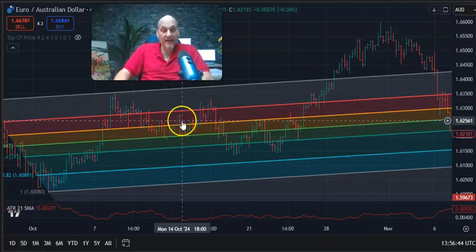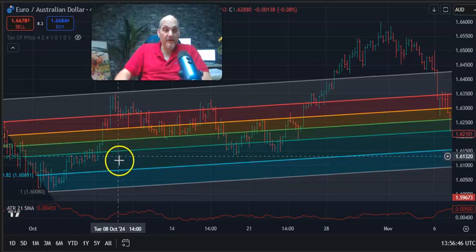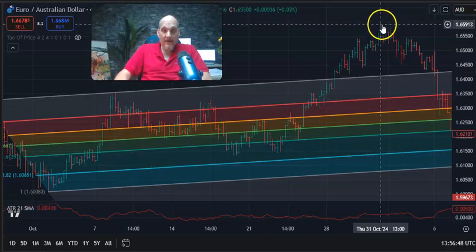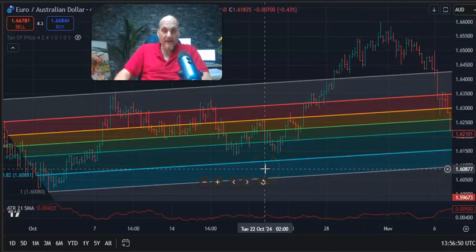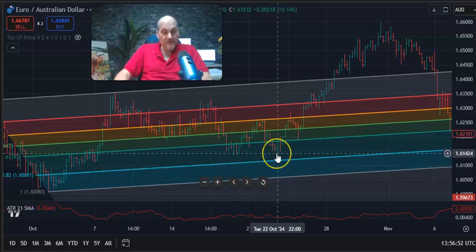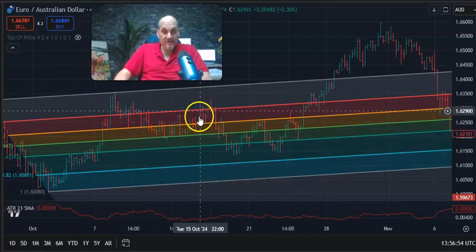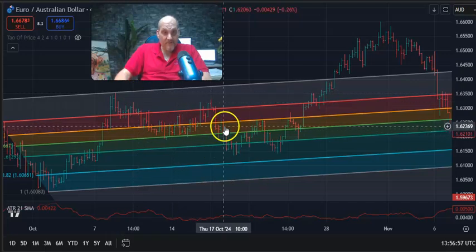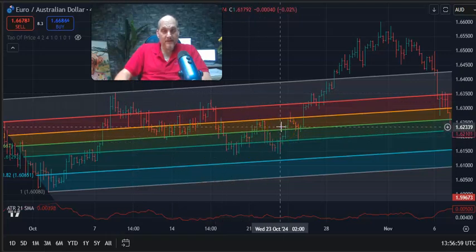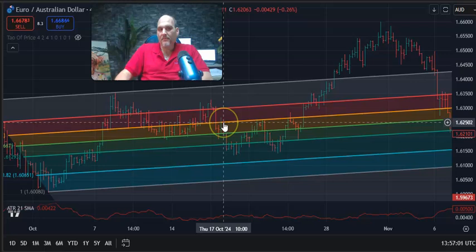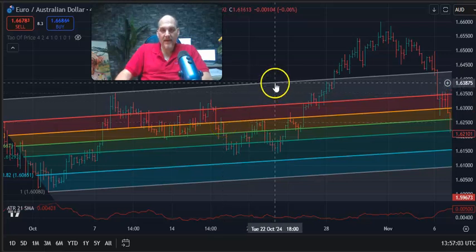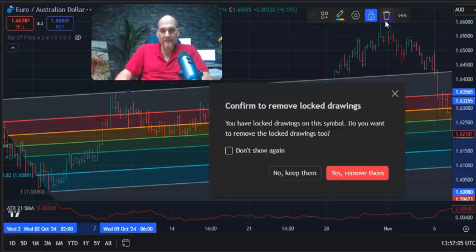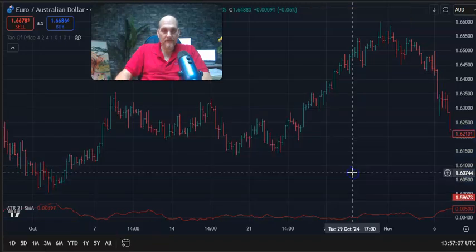Okay, now we could get a new fib channel. We could go, okay, we got a high, we got another high, we could circle back and get another channel. This channel is still good because it's based off of previous price action. But you're always moving with the market, so you'd want to get a new channel, right? So let's do this. Yes, remove them.